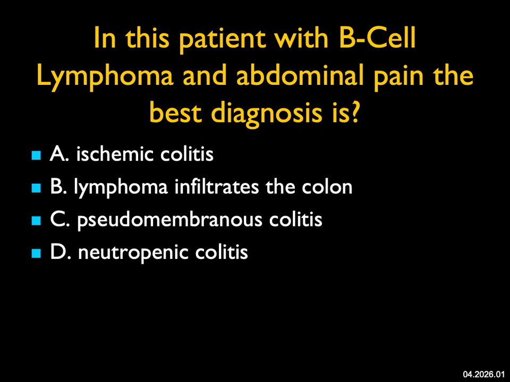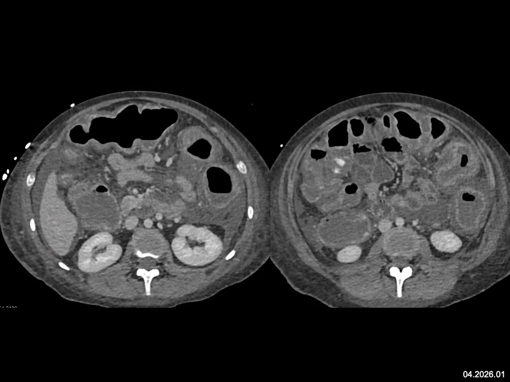In this patient with B-cell lymphoma and abdominal pain, the best diagnosis is, well, if you look, there's ascites, but what's most impressive is the colonic wall thickening, particularly near the splenic flexure and descending colon. It could be ischemic colitis, but I don't see any vessel occlusion. Lymphoma can involve the colon directly, but that's rare, and it's usually more likely the cecum. Neutropenic colitis is usually, again, the cecum and terminal ileum, typically referred to as typhlitis.